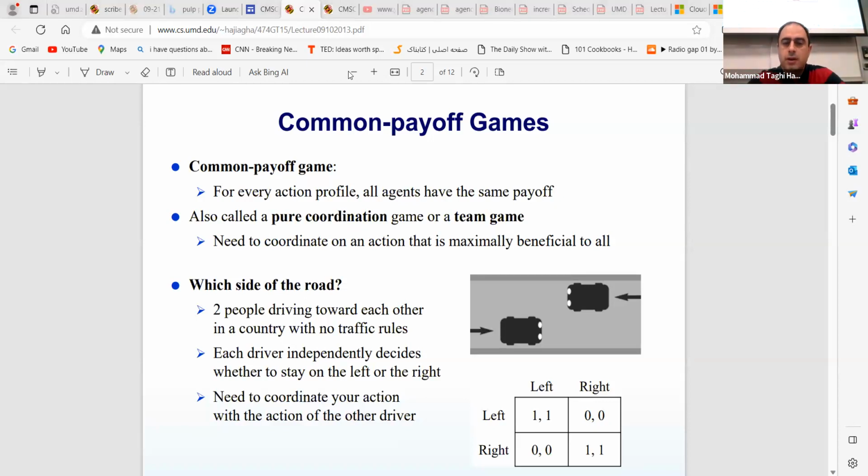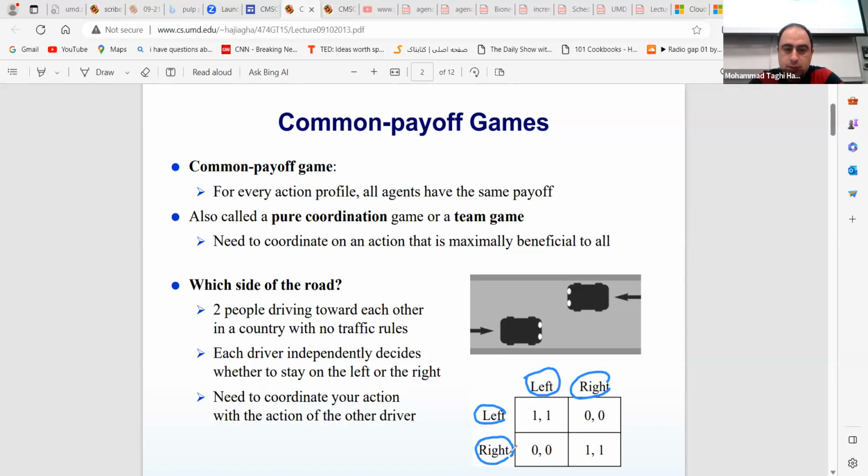Good. So the first thing that we want to talk about is the common payoff game. So here, for every action profile that the people will take, and if you remember, an action is just the action, or strategy, that one person takes. For example, here, this is one action that the column player is doing, and this is some action that the row player is doing. And action profile always means the vector of actions of all people. So here, for all action profiles, all agents have the same payoff.